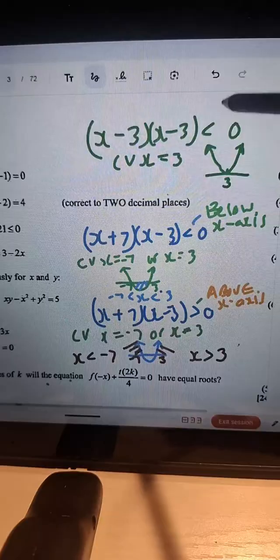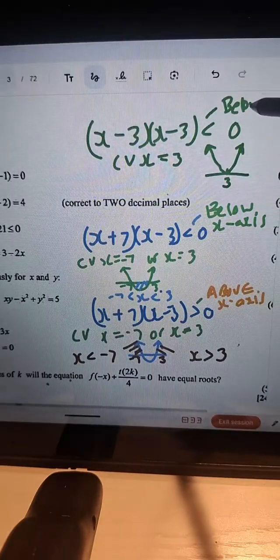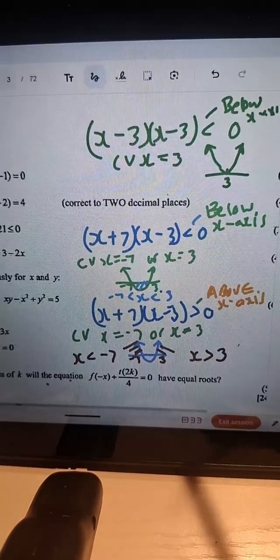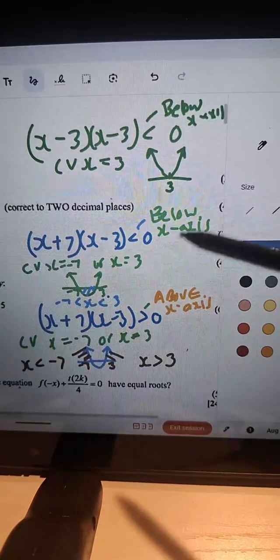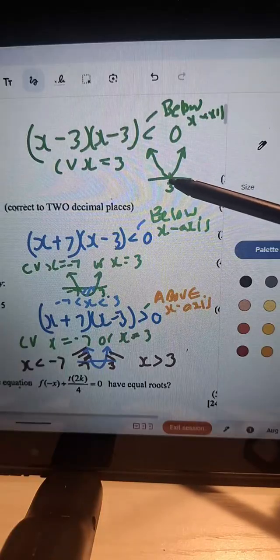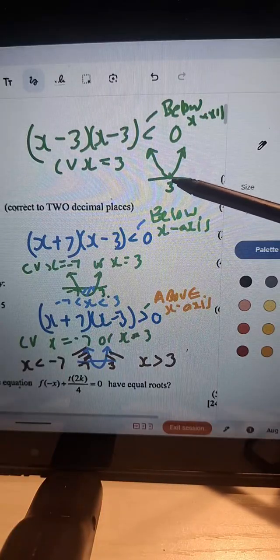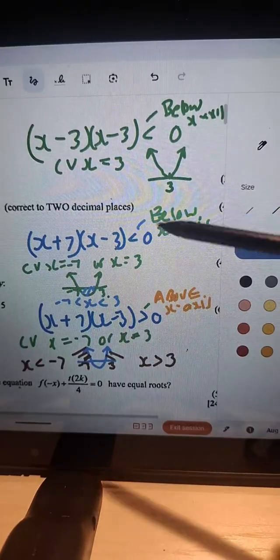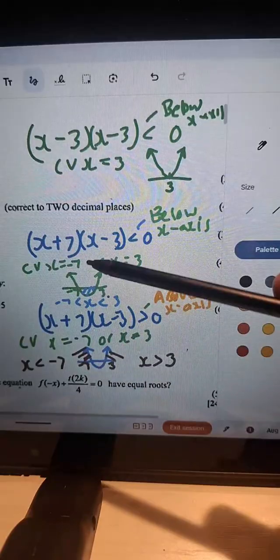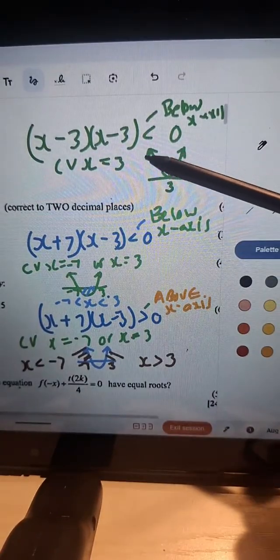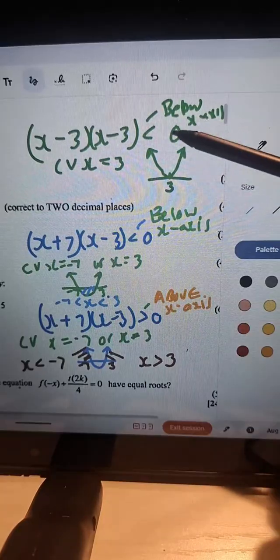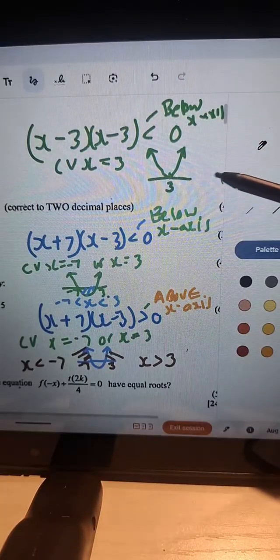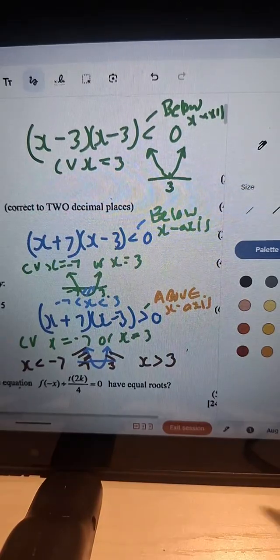Now we are asking less than 0, meaning we want to check where the function is below the x-axis. Is this function anywhere below the x-axis? When there's one critical value, there's one x-intercept, which means the function touches just that place and turns. It does not cut in 2 places like when we have 2 critical values. So my question is, is the function situated anywhere below the x-axis? Remember, this horizontal line here is the x-axis.